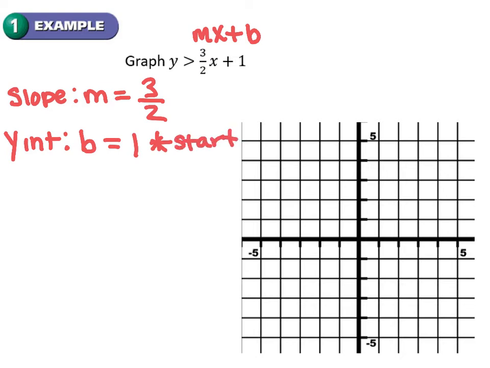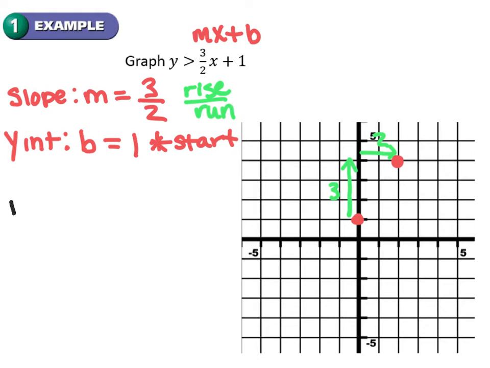And remember that we're always going to start with the y-intercept. So I plot my y-intercept at +1, and I move using my slope, because slope is always in the form of rise over run. So I'm going to go up 3 and over 2 and plot my new point.